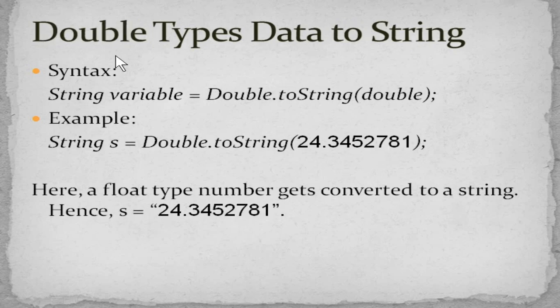And next is double type data to string. Here you are going to use Double.toString, and within parentheses you will have a double value. You can see the example: String s = Double.toString, and within parentheses you have a double value, which will be converted to a string and stored in s.